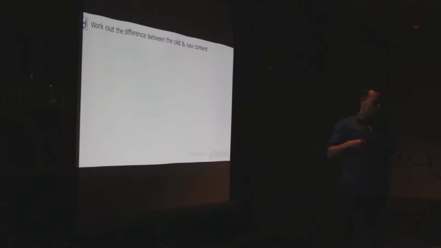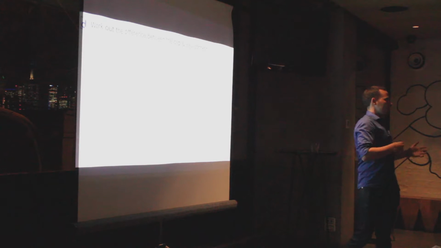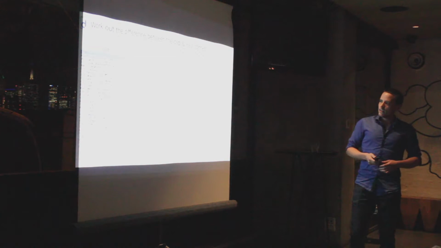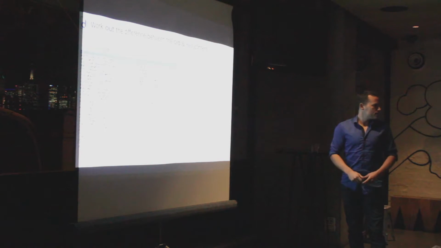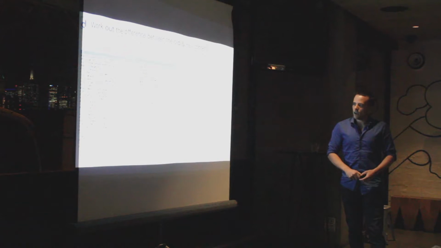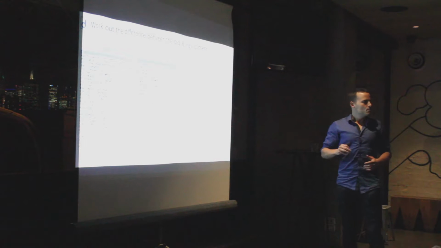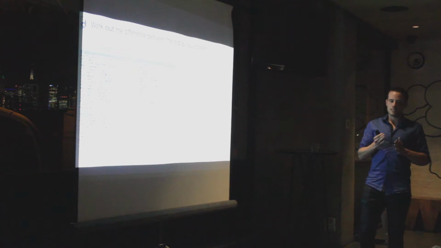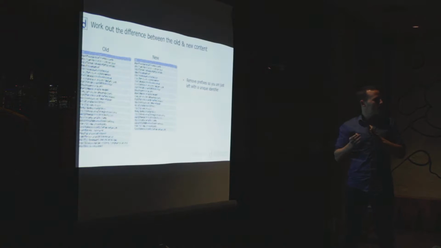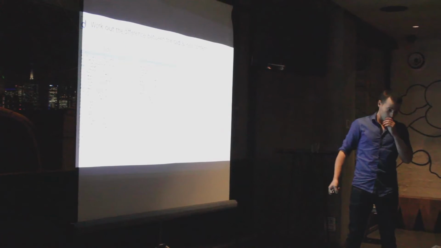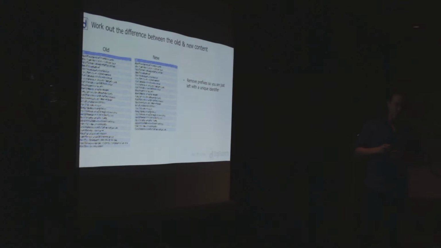Now the next step here is to work out the difference between the old content and the new content. So what you do is you grab both lists, and my recommended way of doing this would be to remove the URL prefixes to try and get left with something that uniquely identifies that piece of content. I'll go through something in a minute to highlight this a bit better.